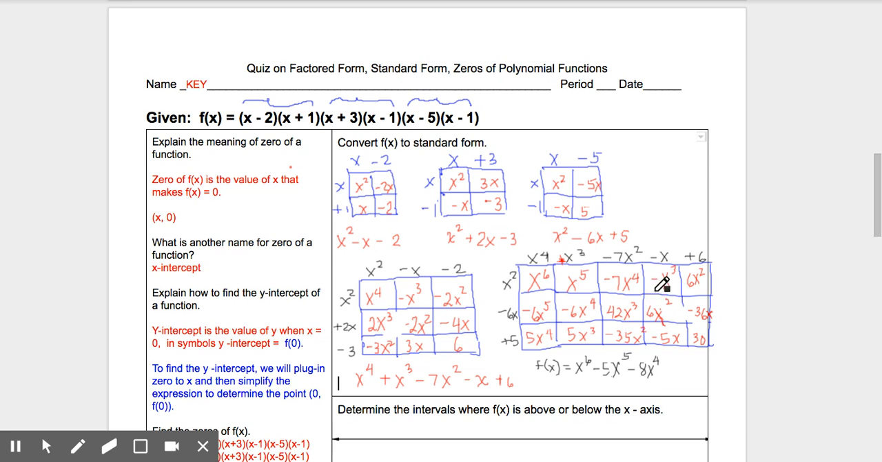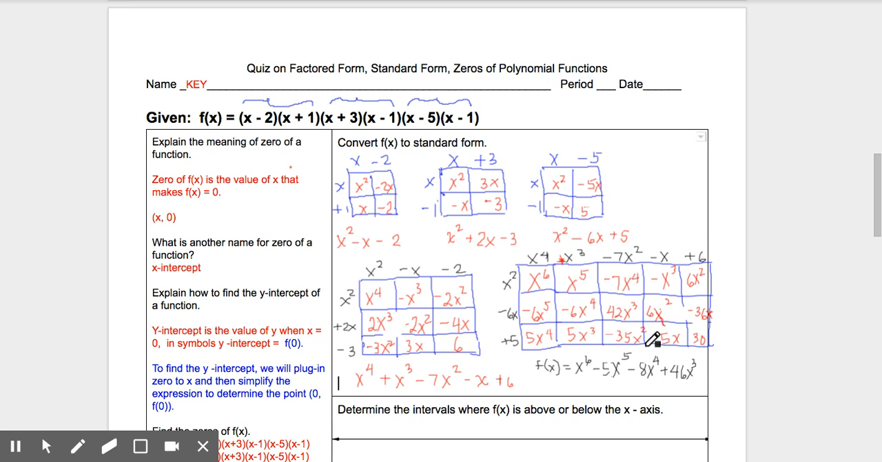For the x cubed, we have two of them that are positive. So we will add the positives and subtract the negative. So this is 47 minus 1, so it's going to be 46. And we have more positives than negatives, so plus 46x cubed.